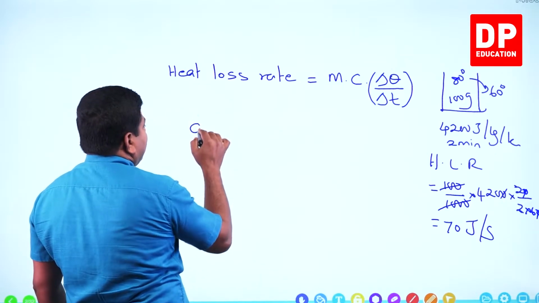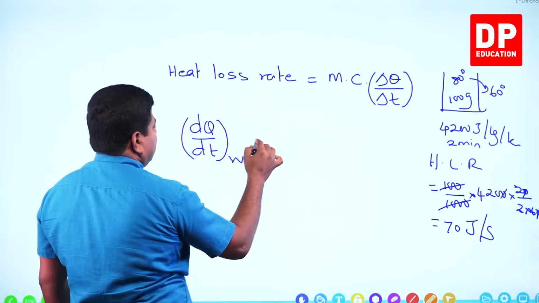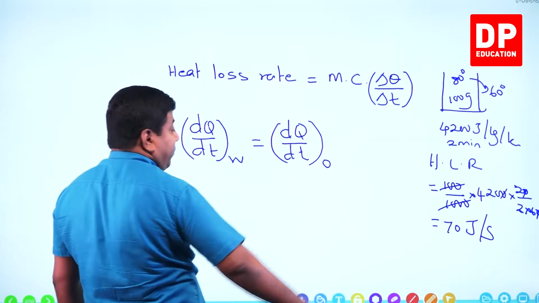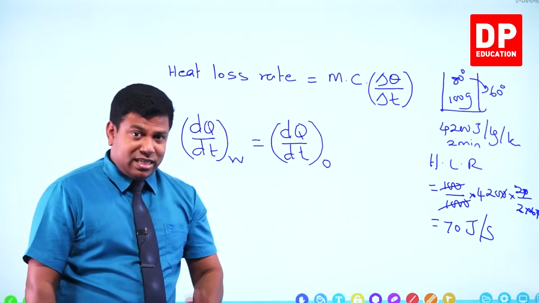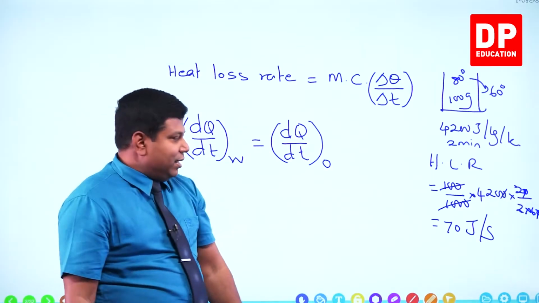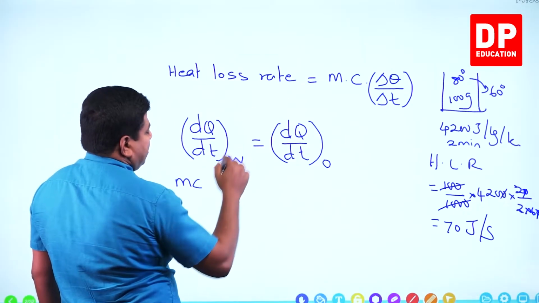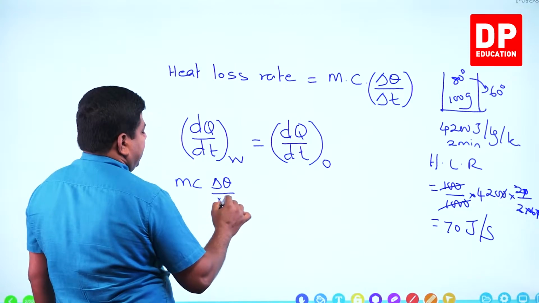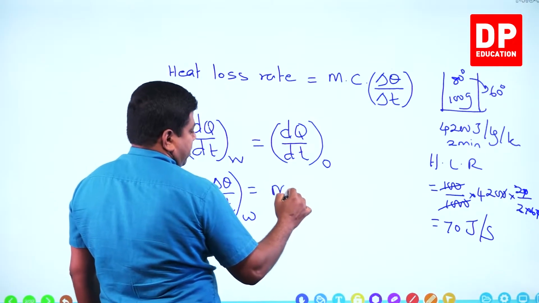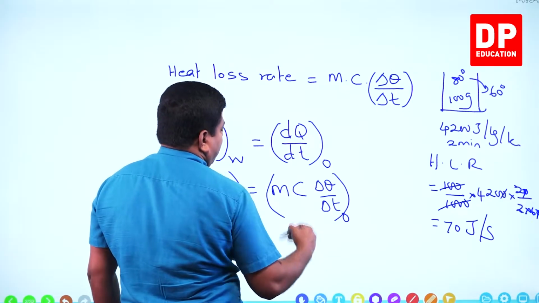We already said dq by dt for water is going to be same for oil, under the above mentioned conditions. I gave you some conditions. Same calorimeter, same amount of water and oil, you are considering the same temperature of both of them, then this will be same. Now according to this one, you can say mc delta theta by delta t, the time taken for that. For water you apply this, mc delta theta by delta t. For oil also you apply this.